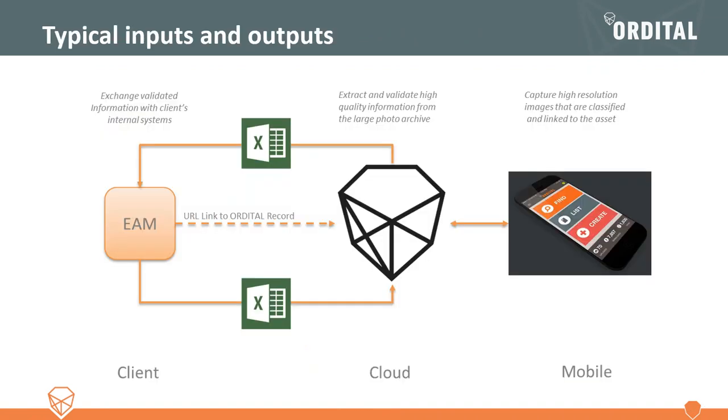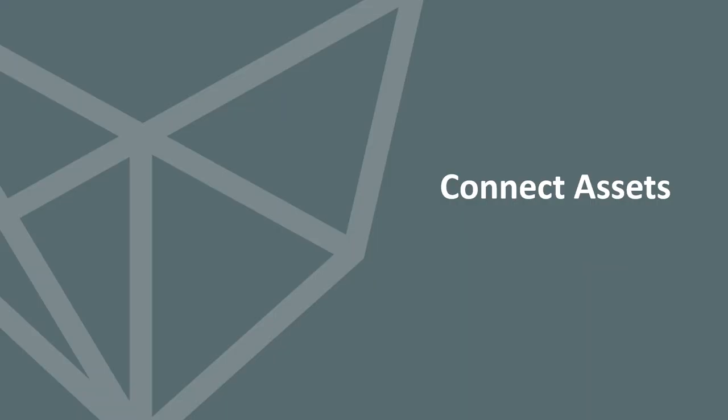But the first thing we do when we start to set up a project is we say, well, what do you know about the data at the moment? Because we want to verify what you've got. And then we build a strategy on the cloud. We sync it with the mobile app, and people go and capture data. We process that data and send it back to your enterprise asset management system, your EAM system, so that it can be loaded.